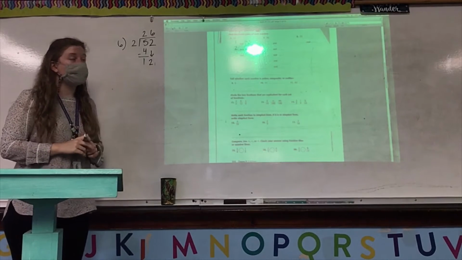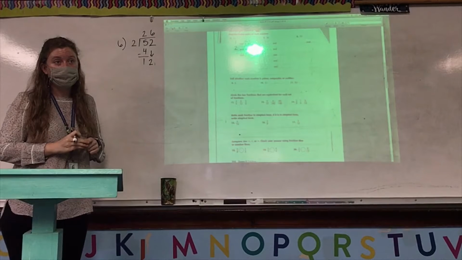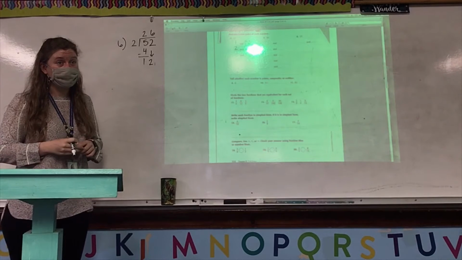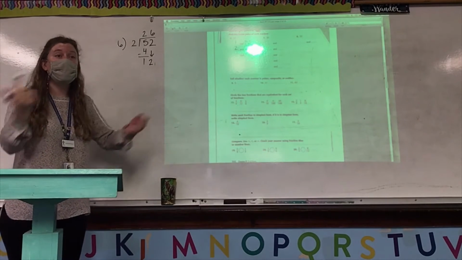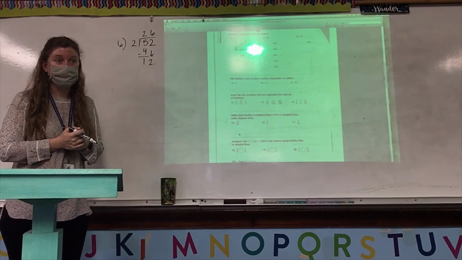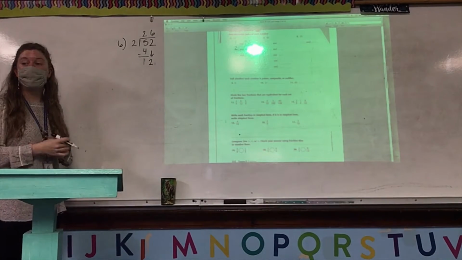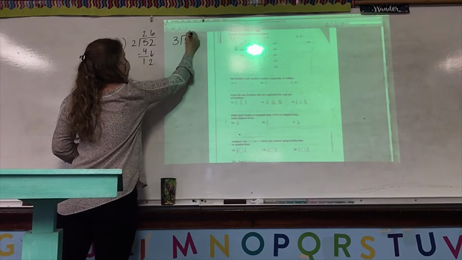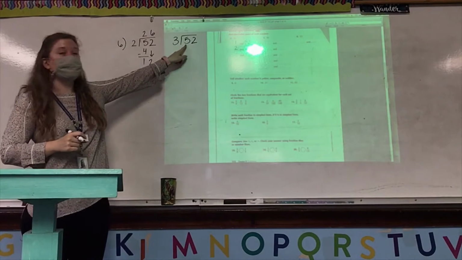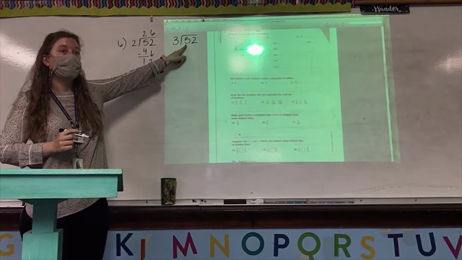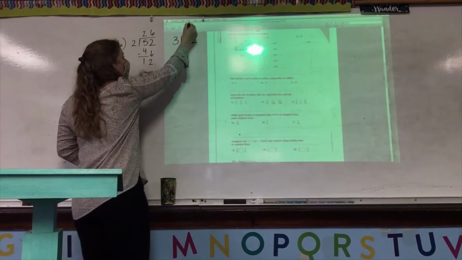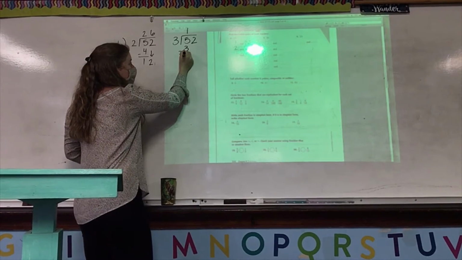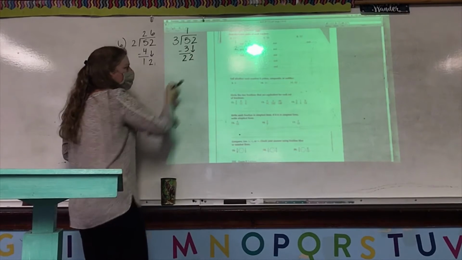Now, do we know if 3 is a factor of 52? We don't know. And is there a basic fact with 3 that equals 52? No, there's not. So what do we need to do to figure out if 3 is a factor? Divide. If you did not divide, you need to go to your separate sheet of paper, and with your red pen, you need to show that division. Carla, 3 goes into 5 1 time. 3 times 1 equals 3. 5 minus 3 is 2. Bring down our 2, and now we have what?